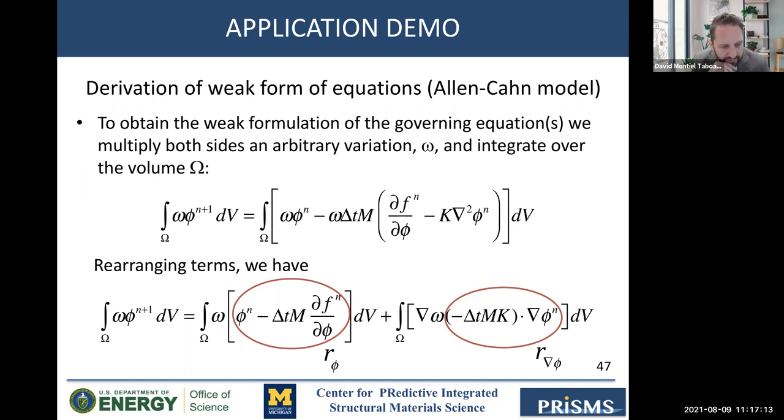And then on the right-hand side, the second term is called the gradient term. And this is what you want to directly input into PRISMS-PF, these two terms. And I'm going to show you where exactly these terms are specified.